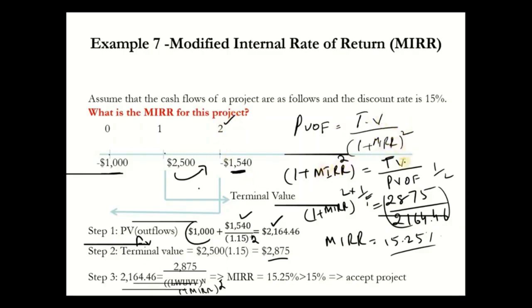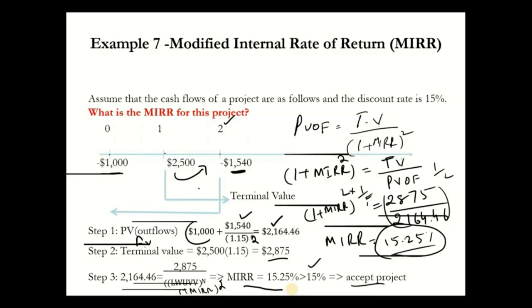So if we incorporate all the information, our MIRR would be 15.25%. This is greater than 15%, that is the cost of capital, so we should accept the project. Okay, this will also follow the same rule of IRR, but this is how we get it.